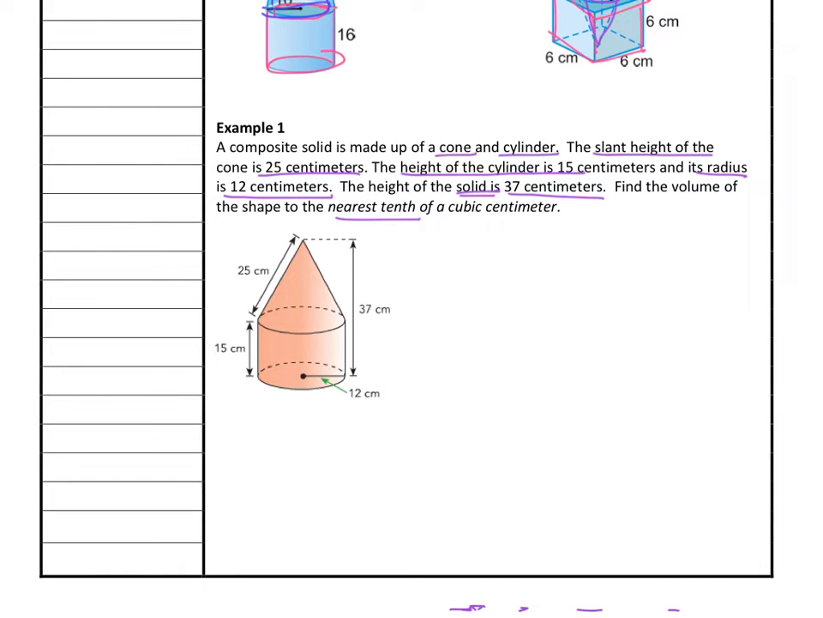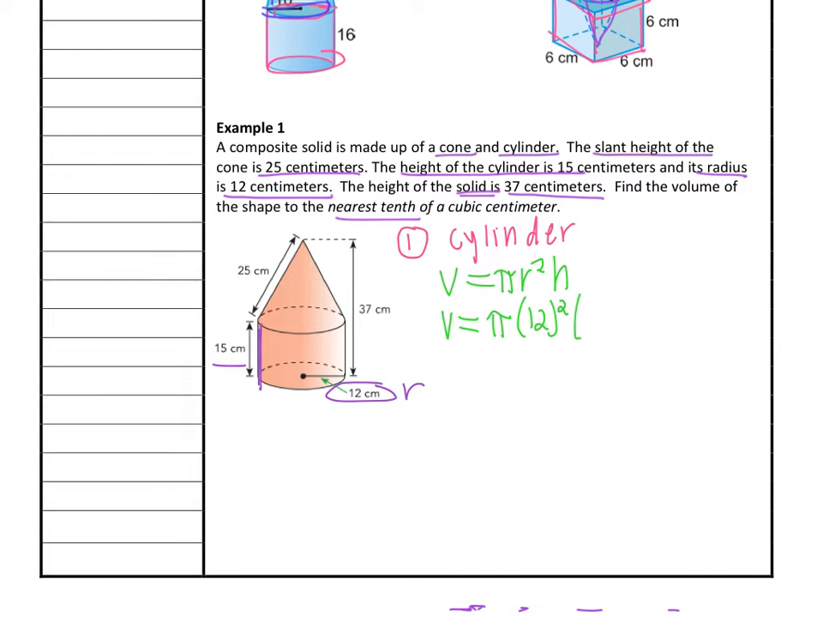So when we go about these problems, you always want to break it up into the two shapes you have. So I'm going to start with the cylinder. Okay, so step one is I'm going to find the cylinder. So again, if I look on my formula sheet, I'm going to see my volume of a cylinder formula is pi r squared times h. So again, the problem told me that the radius here was 12 and the height of my cylinder was the 15. So I'm going to go ahead and plug in. V equals pi times r, which was 12 squared, times the height, which was 15.